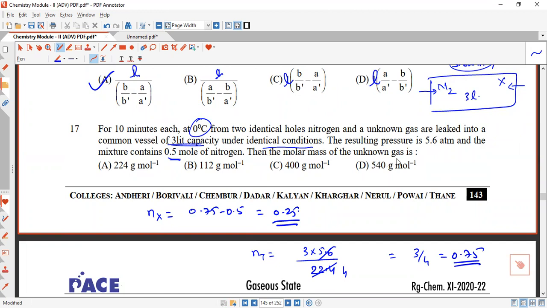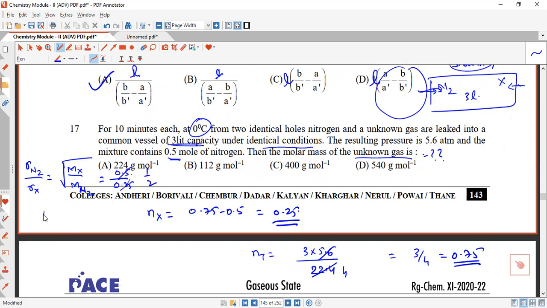Now they are asking for the molar mass of the unknown gas, so what do we do? We use the rate of diffusion part. R N2 by Rx, under identical conditions, will be root under Mx by Mn2, which is nothing but how many moles diffused in, how many moles came from outside to inside. So that is moles of nitrogen 0.5 divided by 0.25. How many moles leaked out from here: 0.5 and 0.25, their ratio is 2/1.